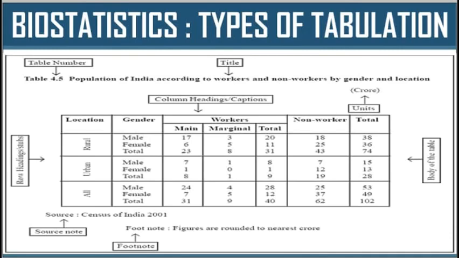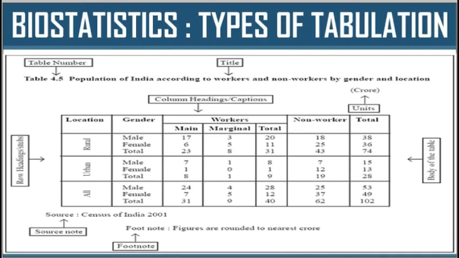After this we will have a caption. Caption is also known as a column heading. So the main heading is location, then gender, then you have workers and non-workers. After this, you will have self-explanatory headings for rows. Instead of using something like categories of workers, we have just made it workers and non-workers, so it is easier for us. Then we'll have the rows.